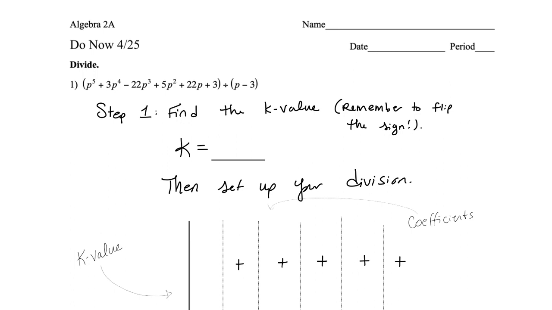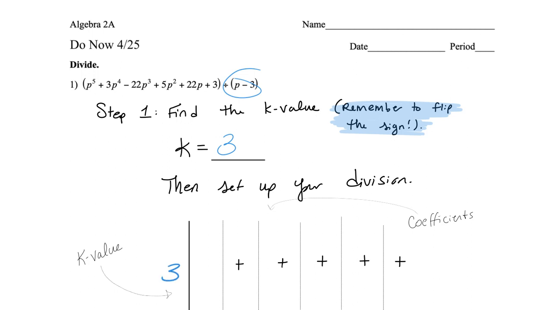So for step 1 to start off with, to find my k value, I need to take whatever I'm dividing by and I have to flip the sign. So make sure that you do not forget to flip that sign, because if you do, your numbers are going to end up being very large or very small, and your problem is not going to work out correctly. So once I get that k value, I can go ahead and plug that in. So I have 3.